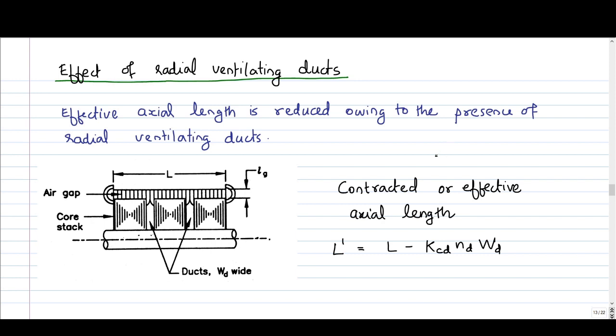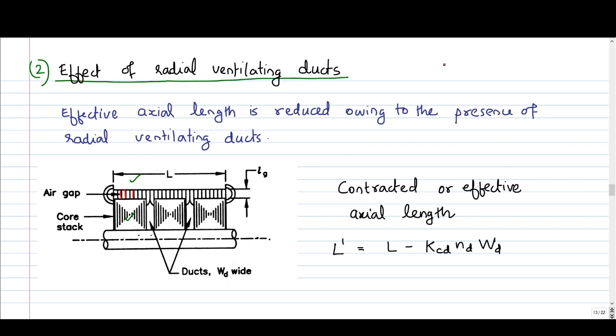Now we will consider the second challenge, the effect of radial ventilating ducts. When you consider the case of radial ventilating ducts, what happens to the reluctance of the air gap? You can see here, the effective axial length is reduced due to the presence of radial ventilating ducts. This is a shaft and this is the rotor, and this is the stator. In between you have the air gap, and the flux lines are shown here. So this is a side view.